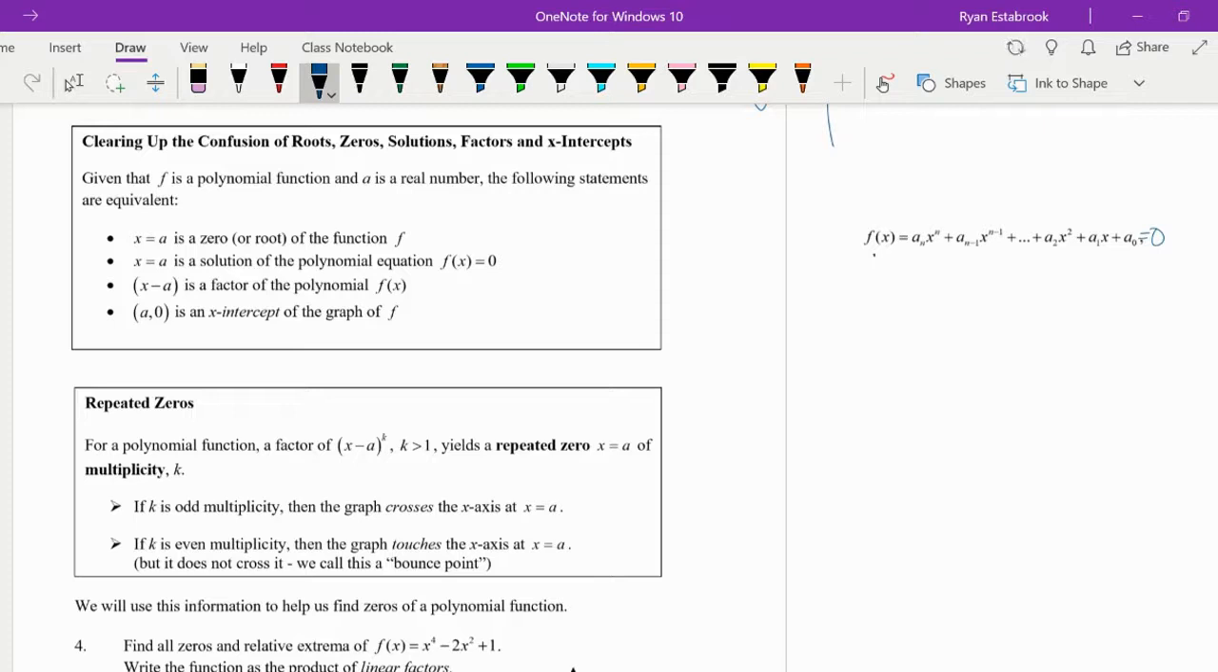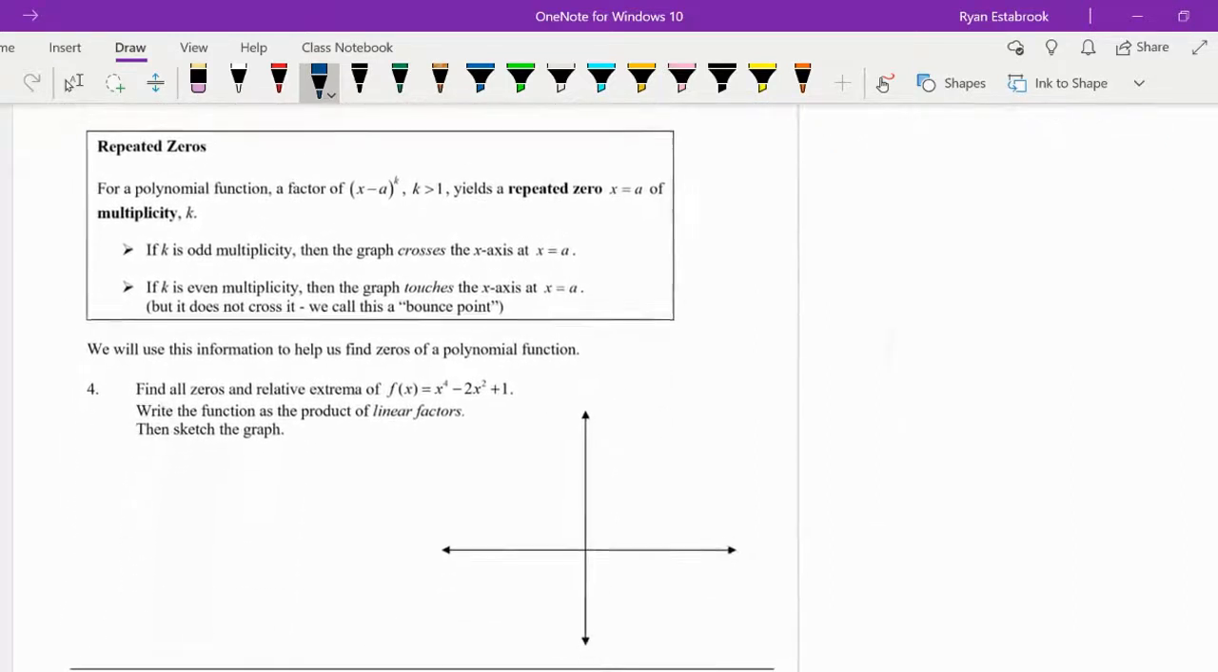And if a is a 0 or a root or a solution of the polynomial, then I can factor it as x minus that a value. And as far as it applies to the graph, then (a, 0) would be an x-intercept of the graph. And we're going to look at an example of that here in a moment.